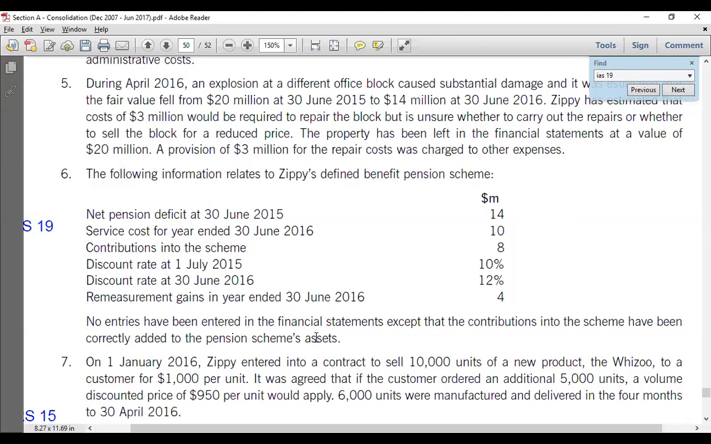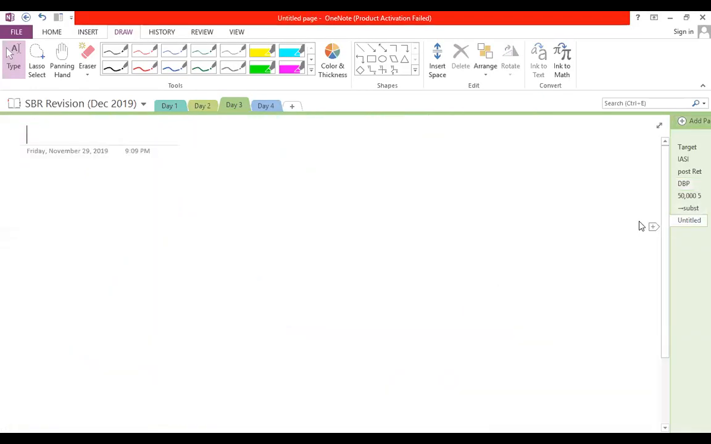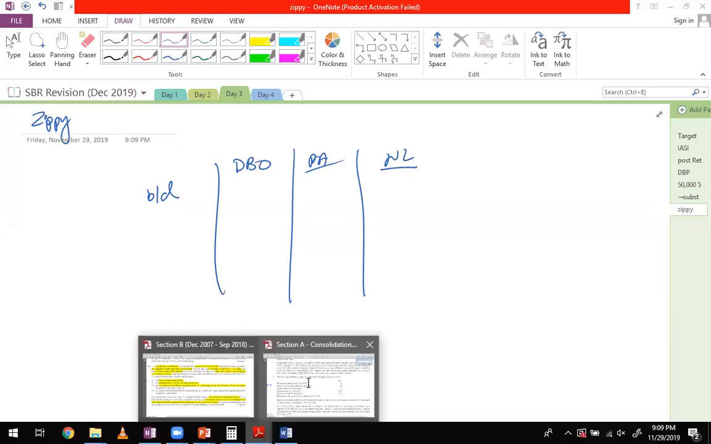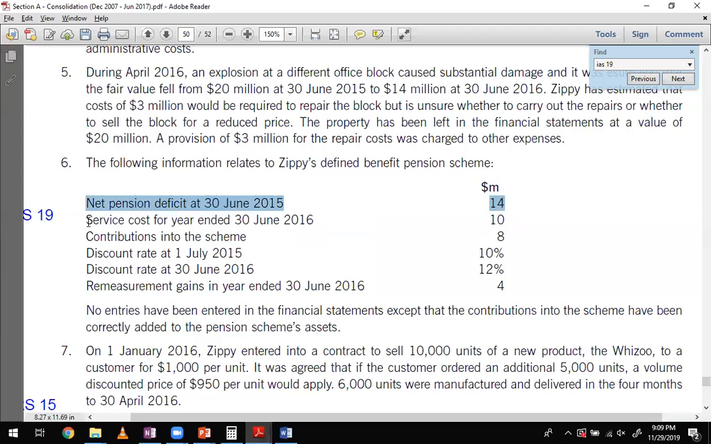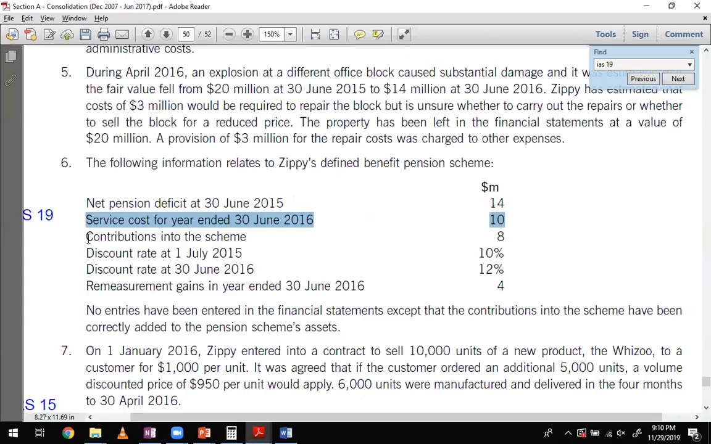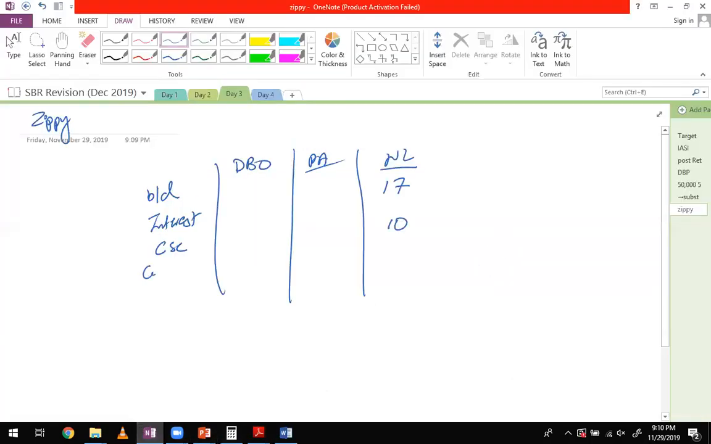So now let's prepare the plan working in the OneNote. So we are solving the question of Zippy. Because the question has directly given us the net impact, I'm also preparing the net liability directly. So if I read the question, it has given the opening net liability of 14 and then the service cost of 10. We should be having some interest cost on this. And then the current service cost was 10, which is going to be a positive in the net liability. The contribution was 8, so the contribution should be deducted from the net liability.